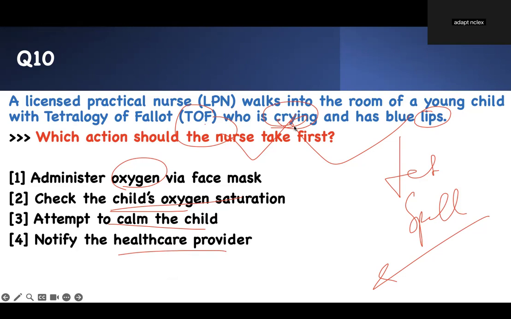This is the strategy. Therefore, position, knee to chest position, swallow the kid, that will shunt more blood, calm the kid down, then you figure out the rest. Therefore, notifying the healthcare provider, no, the question said crying. We should let the kid stop crying.